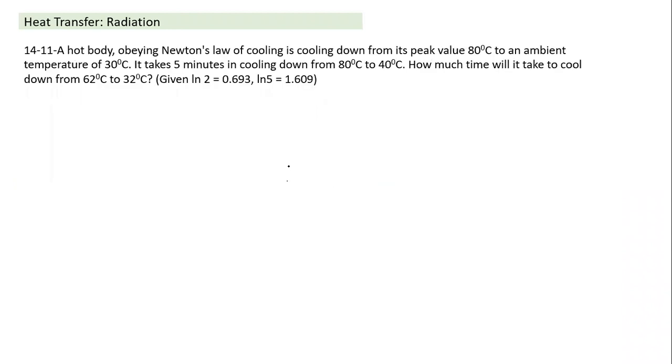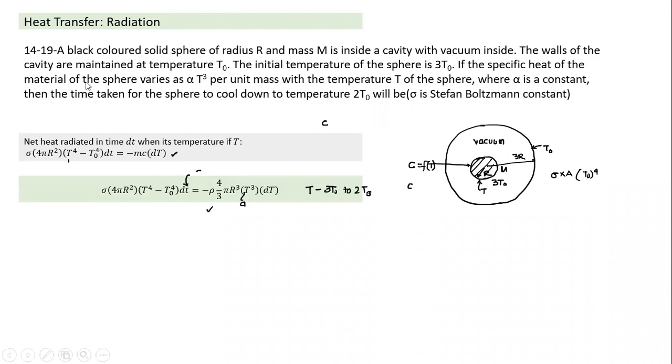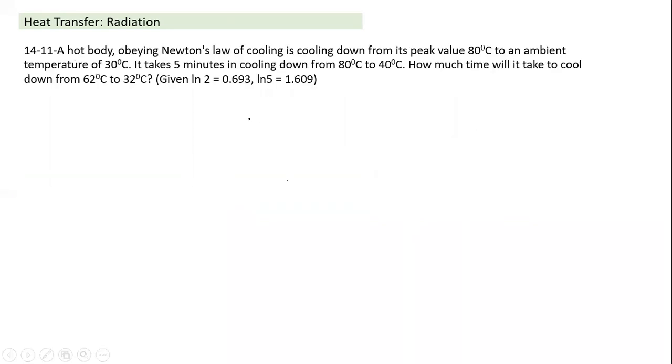Okay, now coming to some of the simpler questions. In terms of difficult questions, you notice both the difficult questions. Most of the questions were fairly easy questions. So questions are like this also. A hot body, the statement itself mentions, we have to assume that Newton's law of cooling is valid. It's cooling down from a peak value of 80 to an ambient temperature of 30. It's like a cup of coffee, which is 80 degrees cooling down. It takes 5 minutes to cool down from 80 to 40. How much time will it take to cool down from 62 to 30?